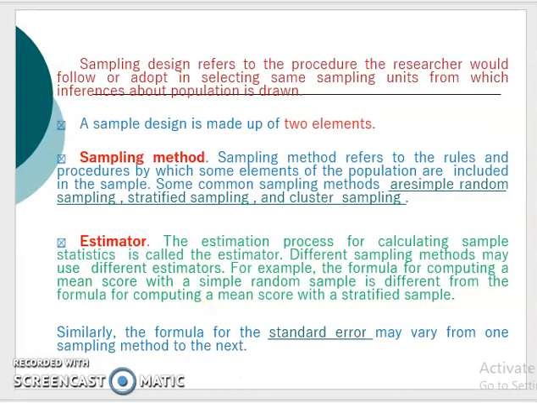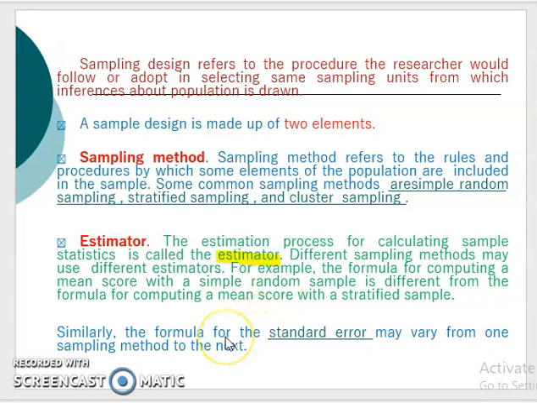The sampling design refers to the procedure that the researcher follows or adopts in selecting the sampling units from which the inference about the population is drawn. The sample design is made up of two elements: the sampling method and the estimator. The sampling method refers to the rules and procedures by which some elements of the population are included in the sample. Some common sampling methods are simple random sampling, stratified sampling, and cluster sampling. The estimation process for calculating the sample statistic is called an estimator.